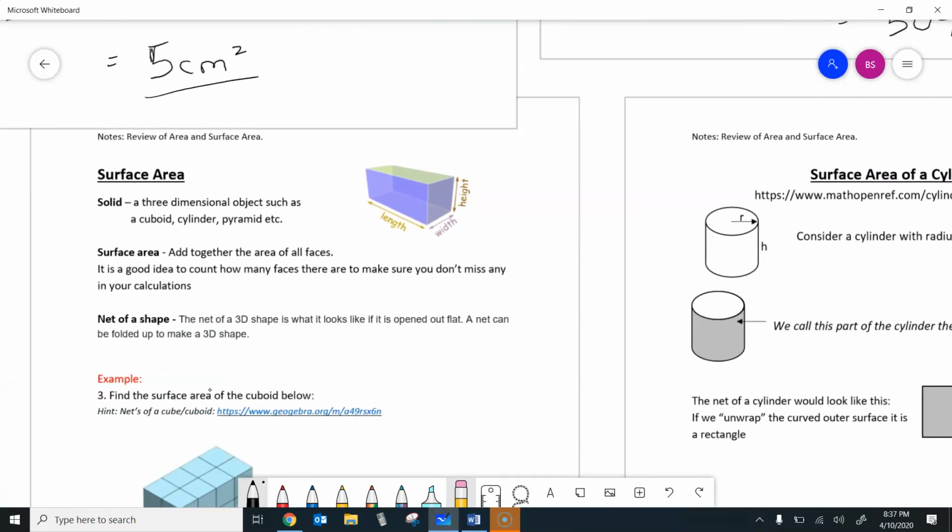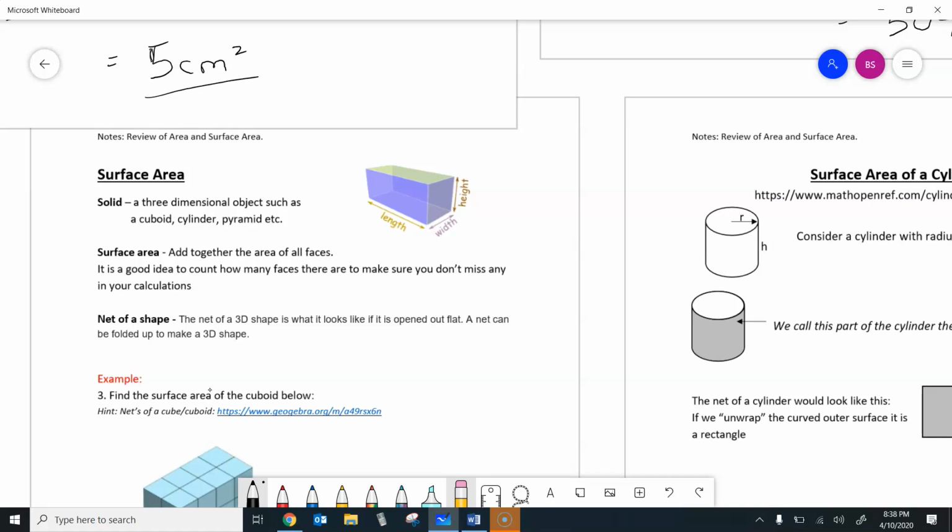Okay, surface area. All right. Surface area is, if you think about a 3D shape, so a solid, for example, a cube or a cylinder or a pyramid, any 3D shape, if you were to cover that 3D shape with, say, wrapping paper, how much wrapping paper would you need? What would be the area needed to cover that shape?